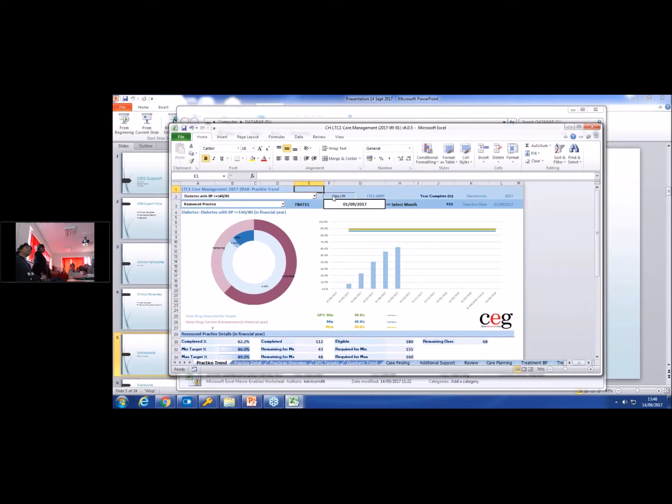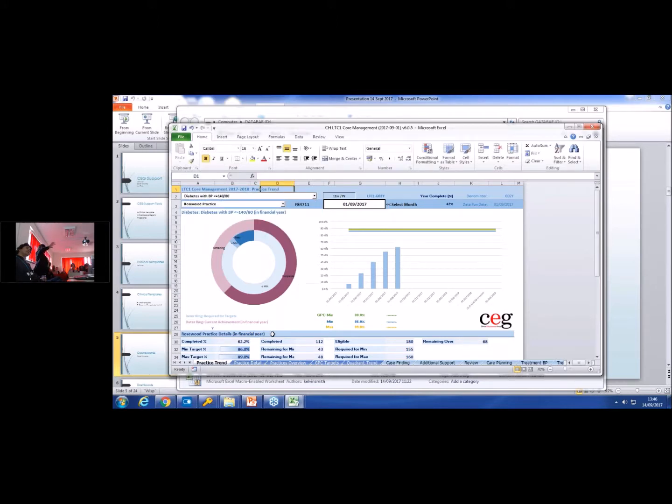Yeah, the dashboard is sent monthly to all the practices. And all our dashboards have a similar layout. We've got drop-down menus where you can select your month, a drop-down menu where you can select your practice, and a drop-down menu where you can select your indicators. So in this practice trend page, you can look at one indicator at a time.